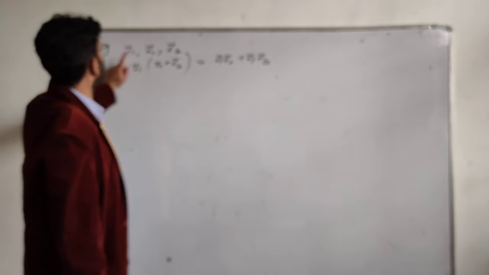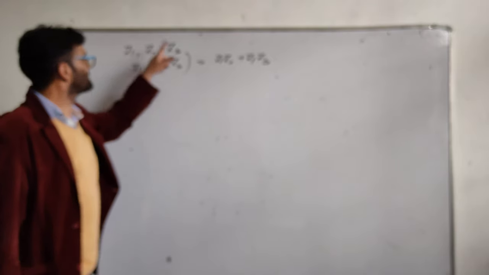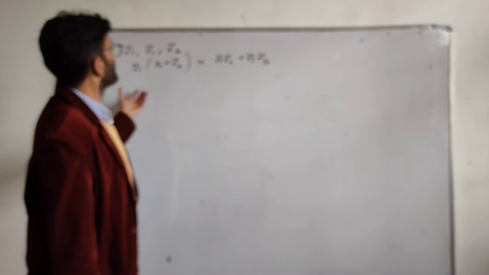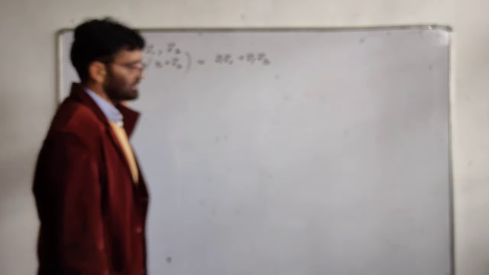You can verify it, taking Z1 equal to X1 plus iota Y1, Z2 equal to X2 plus iota Y2, and Z3 similarly. Substitute the values in the LHS. Later on, substitute the same values in the RHS, and you will get LHS equal to RHS. So that means the distributive law is verified.